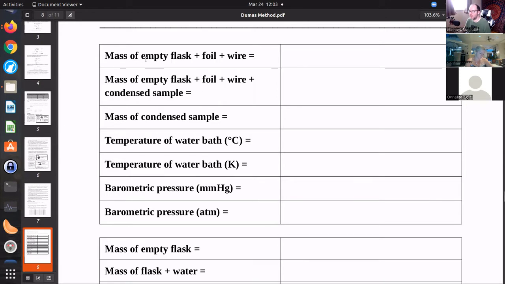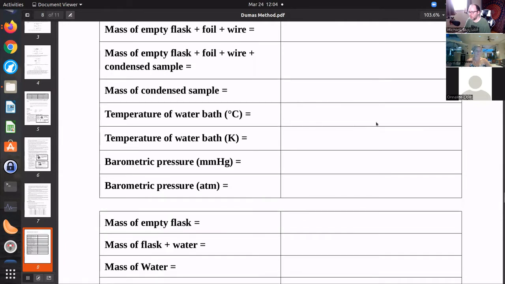So you start with the mass of the empty flask, the foil, and the wire, right? And then you have the mass of the empty flask, the foil, and the wire, and the condensed sample, right? So the condensed sample, this is how much organic vapor. The condensed sample mass is going to be the mass of the organic vapor that we trapped, okay? So obviously, if you take this one and you subtract this one, you're going to get the mass of the organic vapor that got trapped in the flask, okay? And you're going to put that here.